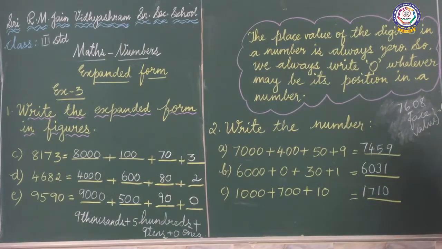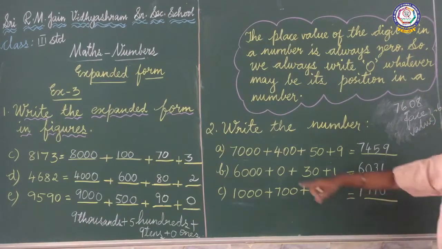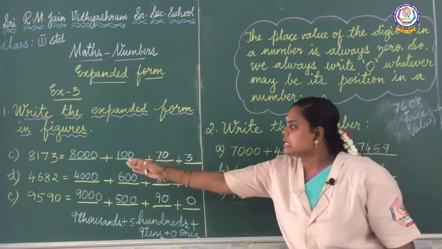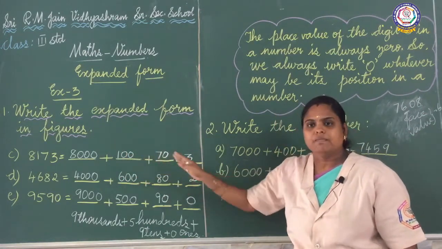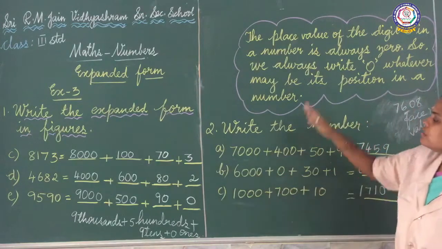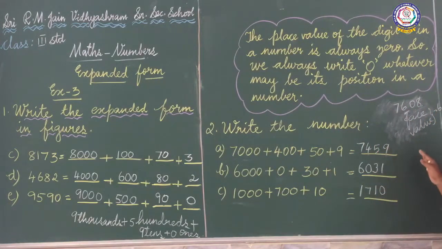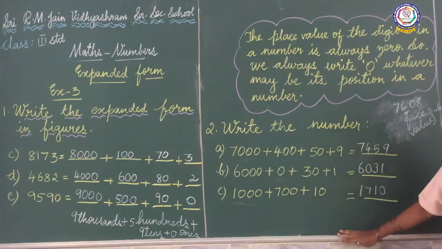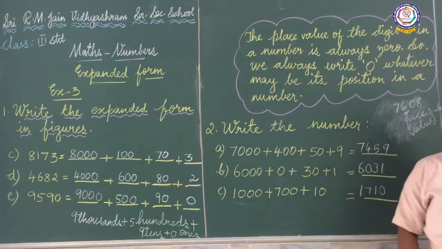So we have seen the face value and place value of a number today, and then the expanded form of the number. If you know the place value, you can write the expanded form. Then, when the expanded form is given, you have to write the number. So up to this we have completed. Next class we will continue with the next exercise. Thank you children.